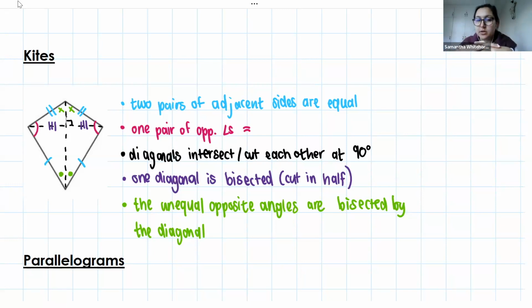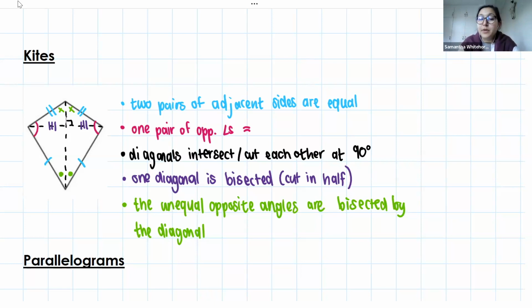All right, so these are all things that we need to now start linking together so that we can start using our quadrilaterals. But our characteristics of our kite: 2 pairs of adjacent sides equal, one pair of opposite sides equal. Our diagonals intersect at 90. One diagonal gets cut in half or is bisected. And the angles that are not equal to each other, they then are cut in half by one of our diagonals. So those are our characteristics of a kite.